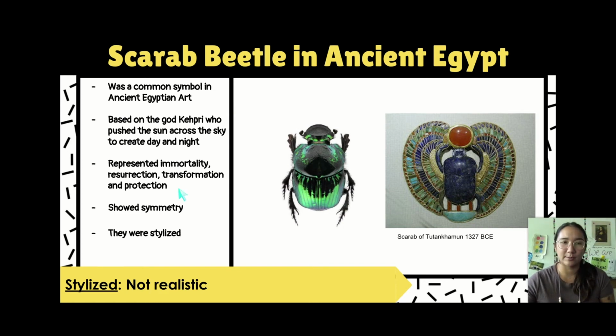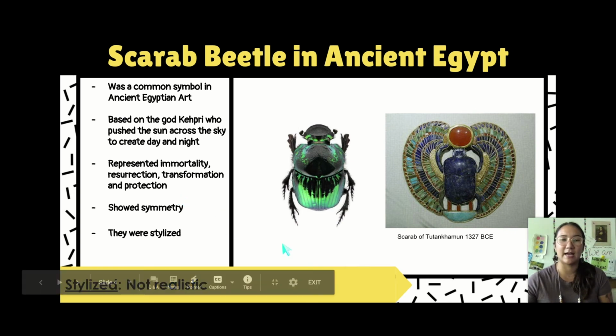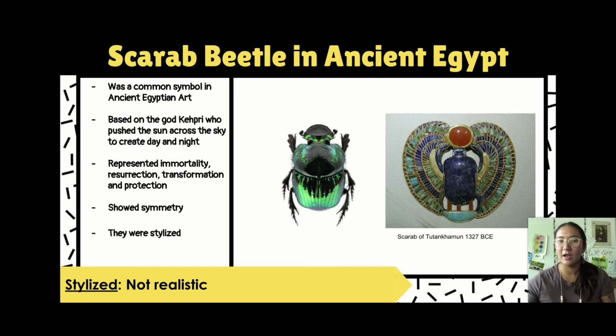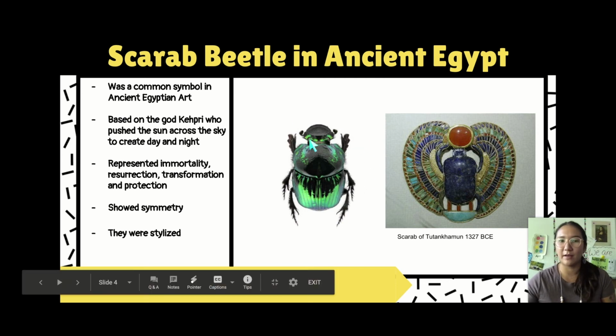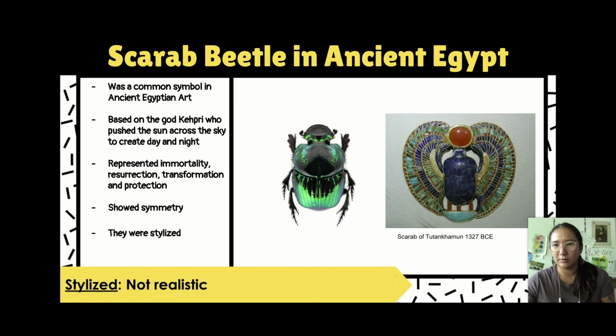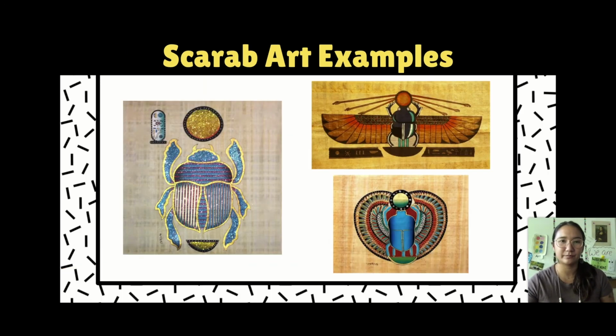And of course, they showed symmetry and they were stylized. What stylized means is that it's not exactly realistic. This is a photo of a real life scarab beetle. Sometimes they're just more of a plain black. Sometimes they're an iridescent, greenish blue, which is really cool. But as you can see, it's not an exact copy. So they put their own artistic style into it, or stylized the scarab, to create their own work.